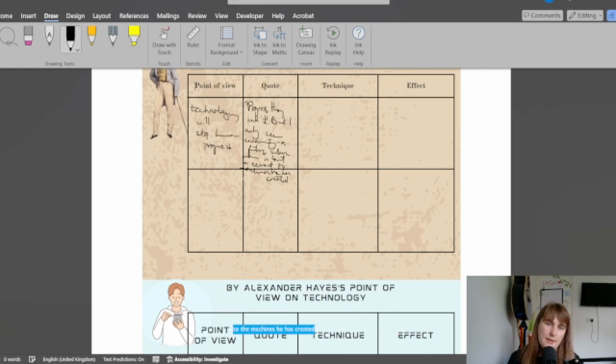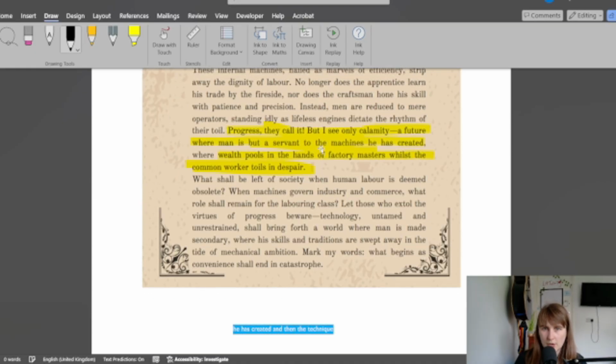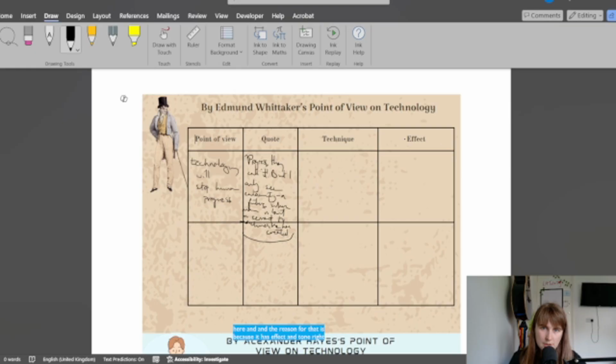And then the technique, I'm going to talk about this use of the exclamation, so the exclamation mark, and the dash, so the use of punctuation here. And the reason for that is because it adds effect and tone, right? So technique, the use of punctuation, specifically exclamation and dash. Now the effect of the exclamation is to show, because he's talking about progress here and the fact that people think it's progress, so it's to show disdain for opposing opinion.